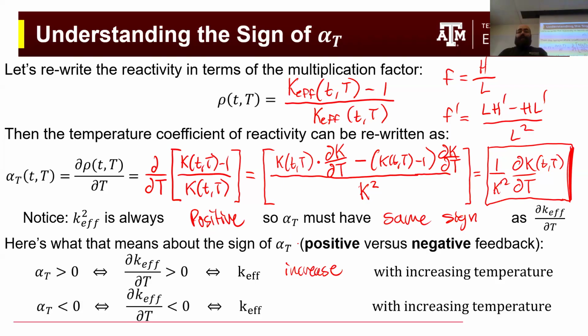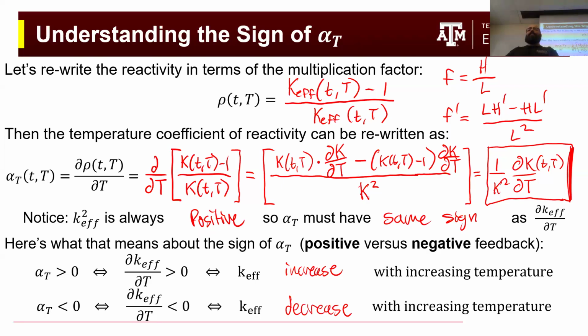Whereas if alpha T was negative, then that means that the derivative with respect to temperature is going to be negative. And that means that if my temperature change is positive, the change in K effective has to be negative. So in other words, K effective is going to decrease if I increase my temperature and my alpha T is negative. That's negative feedback, and that's what we want to have.